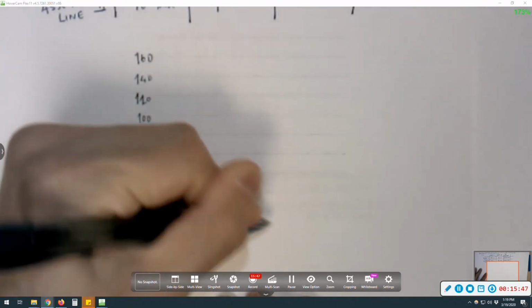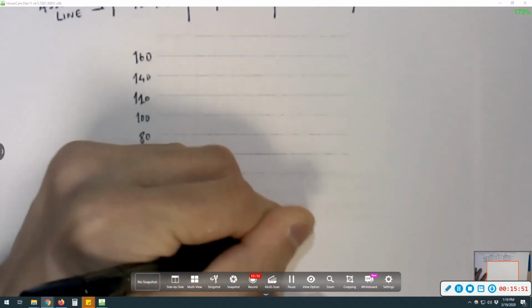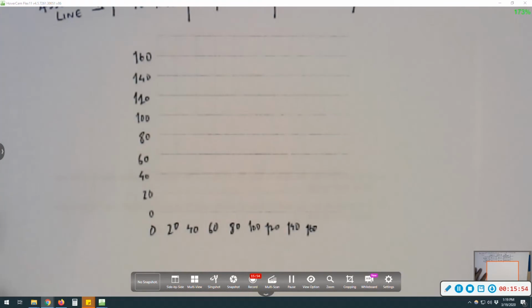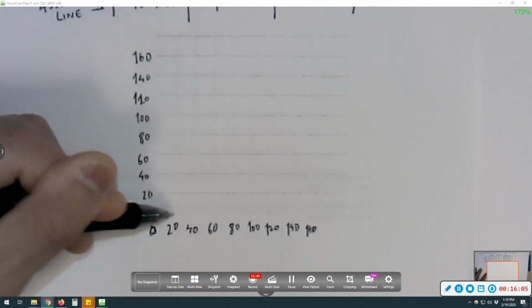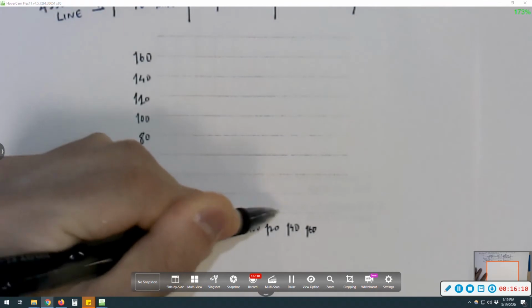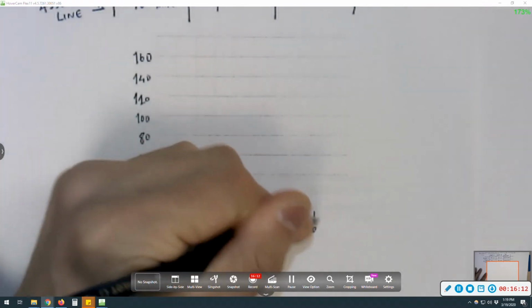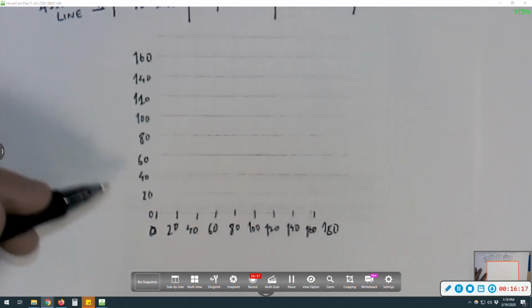So 0, 20, 40, 60, 80, 100. I apologize if the worksheet is a little bit faint on the lines here, but there are some extra lines available on Canvas if you need them. It looks like I might have messed up the 20s, so 0, 20, 40, 60, 80, 100, 120, 140, 160, 180. It just looks weird to me, that's why.